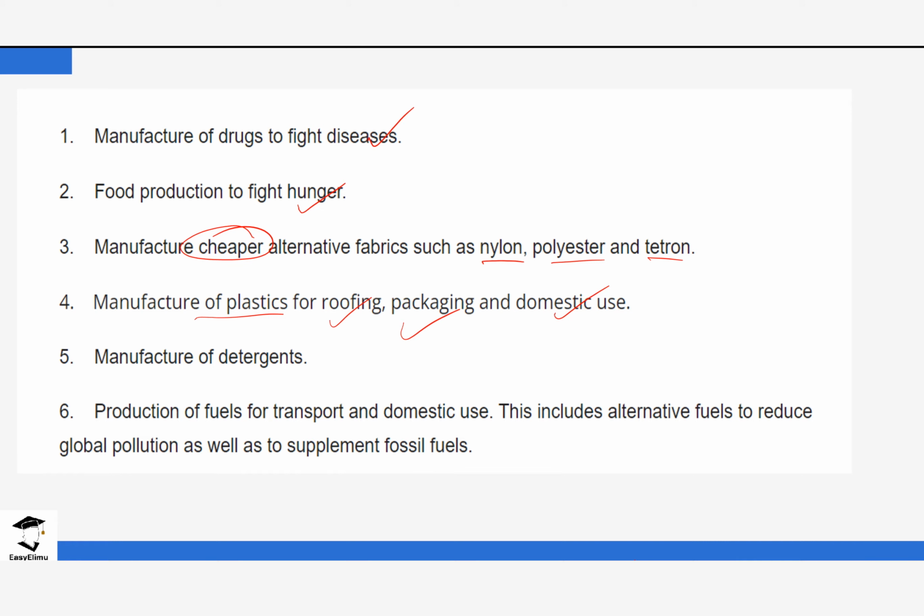It is used in the manufacture of detergents, the ones that we use for washing. The knowledge can also be used to help in the production of fuels for transport. We're also going to talk about the large scale production of fuels in Form 3 when we talk about fractional distillation of crude oil. There are so many other ways chemistry is used in the society, and we are also going to look at some of those ways as we progress with the syllabus.